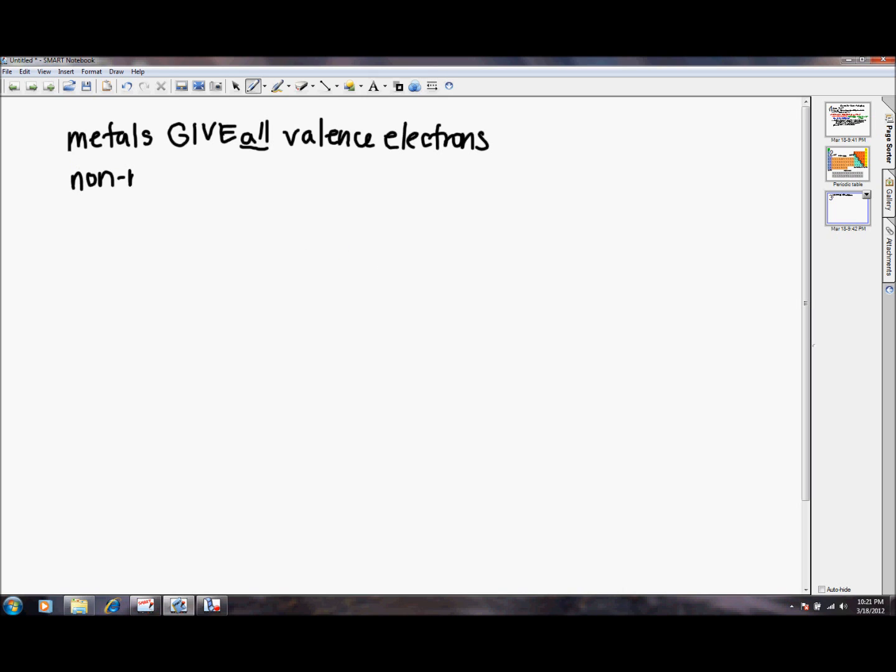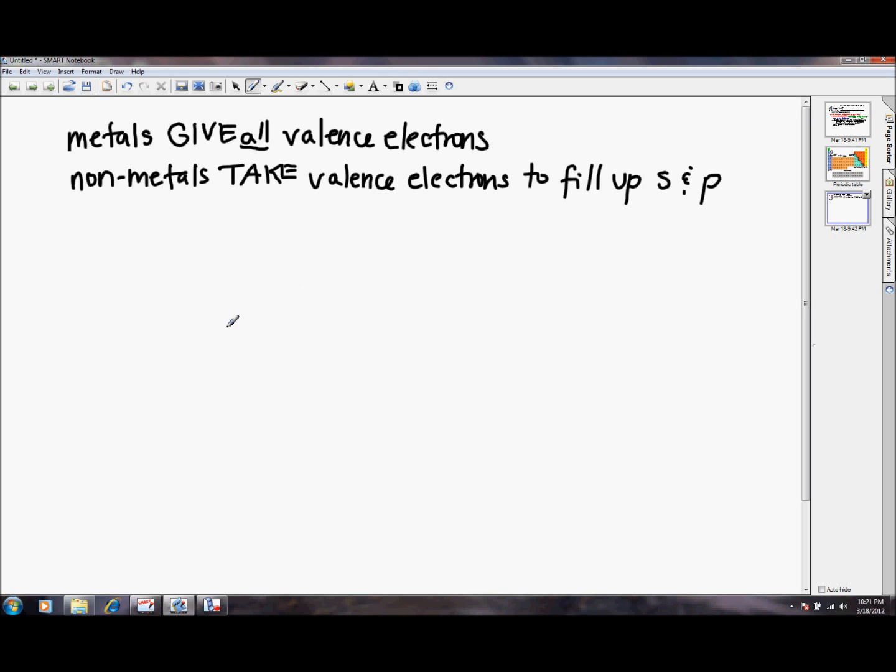Nonmetals take valence electrons to fill up their s and p orbitals. Okay, so what does that look like?